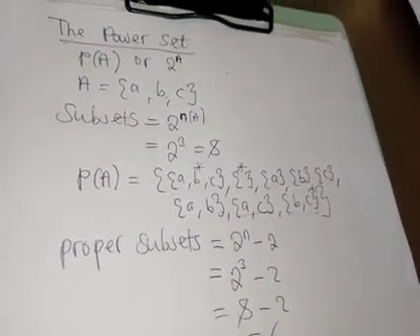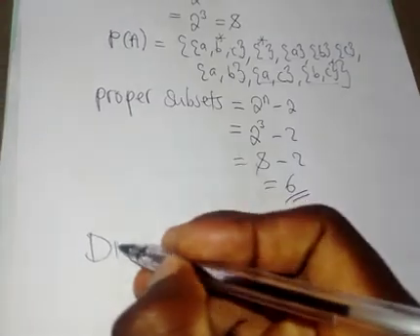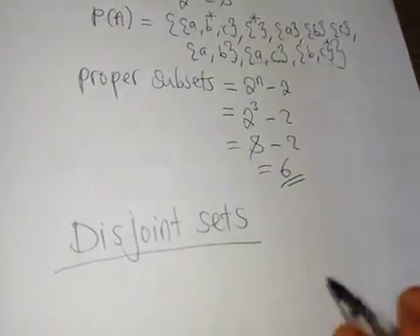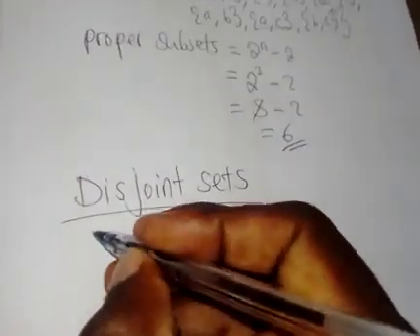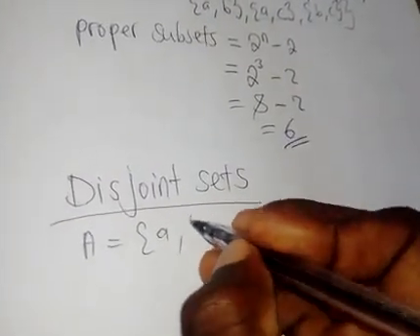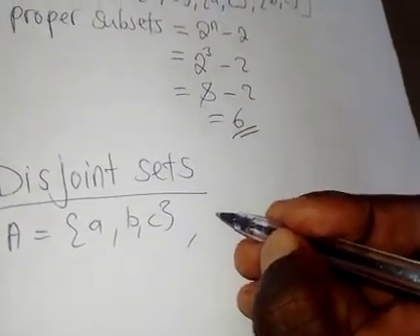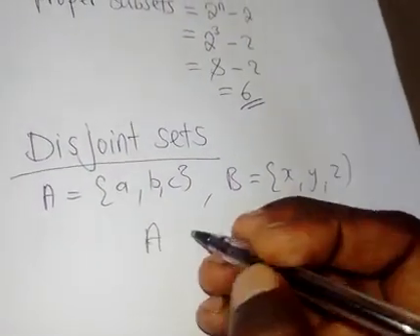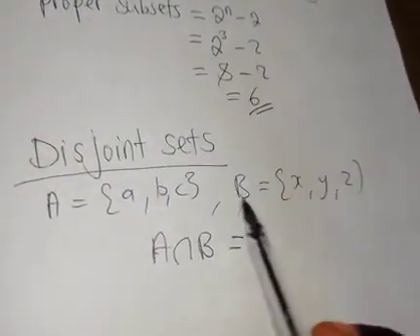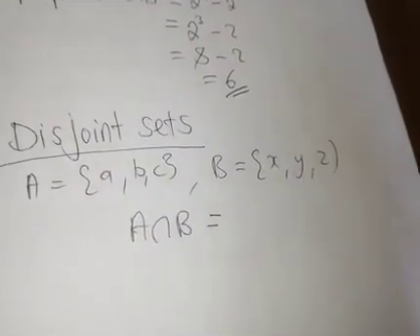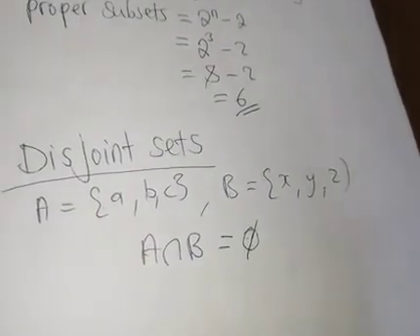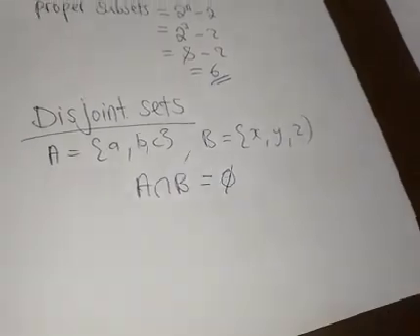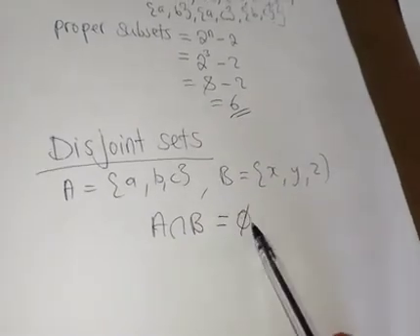Okay, from the power set we can talk about the last thing, disjoint sets. Let's say we have set A equals {a, b, c} and set B having the elements x, y, and z. Let's find the intersection of these two sets. A intersect B: if you check a, b, c, x, y, z, there is nothing common there, meaning the intersection is an empty set. From this we can come up with the definition of disjoint sets. If two sets are disjoint, it means that their intersection is an empty set.